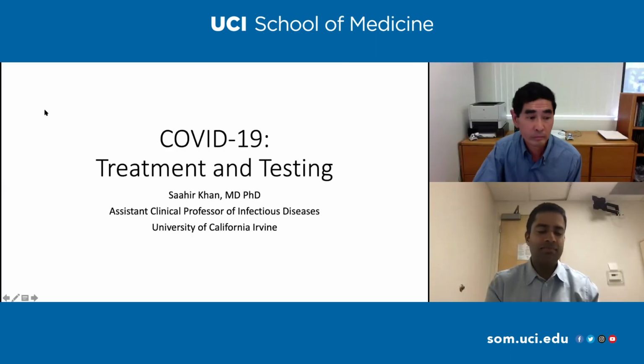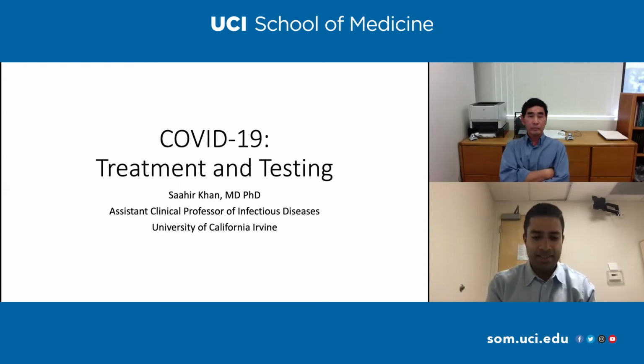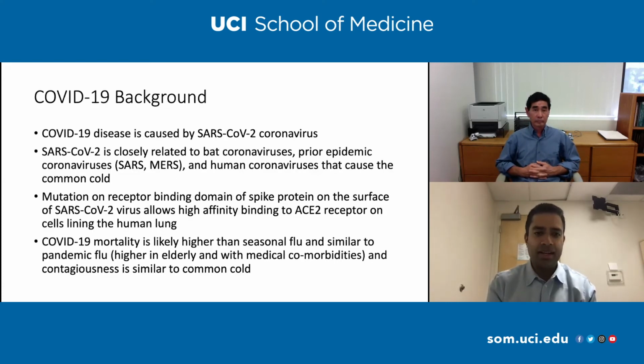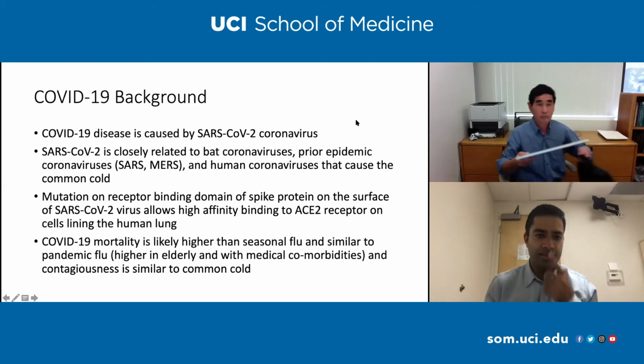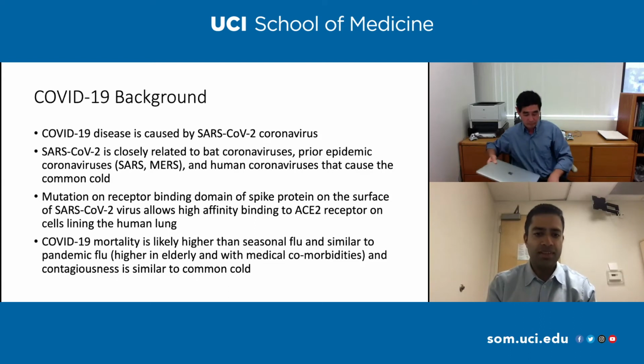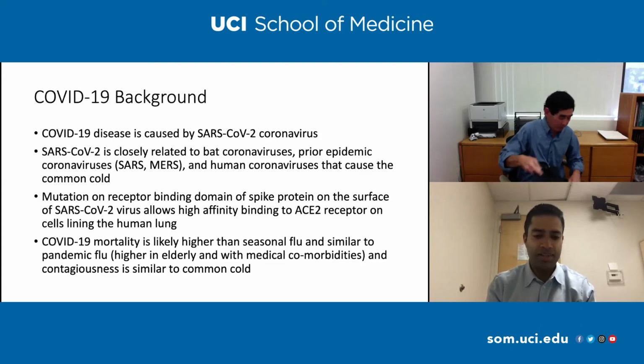Okay, so Dr. Tan gave a great overview of COVID-19, the pandemic, and what it means for the community. And I'll talk a little bit specifically about treatment and testing. So just as a background, COVID-19 is the disease. It's caused by the SARS-CoV-2 coronavirus. SARS-CoV-2 is closely related to bat coronaviruses. It's also very closely related to prior epidemic coronaviruses. SARS in 2003 was an outbreak, and for MERS, there have been outbreaks in more recent years. That's Middle East Respiratory Syndrome.